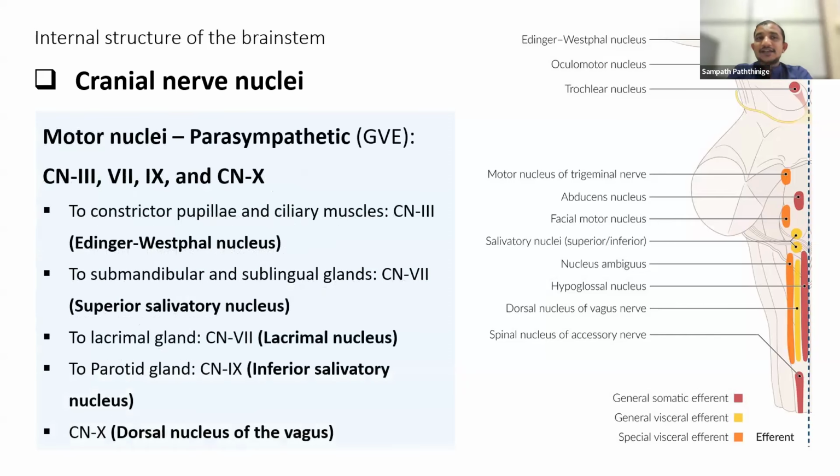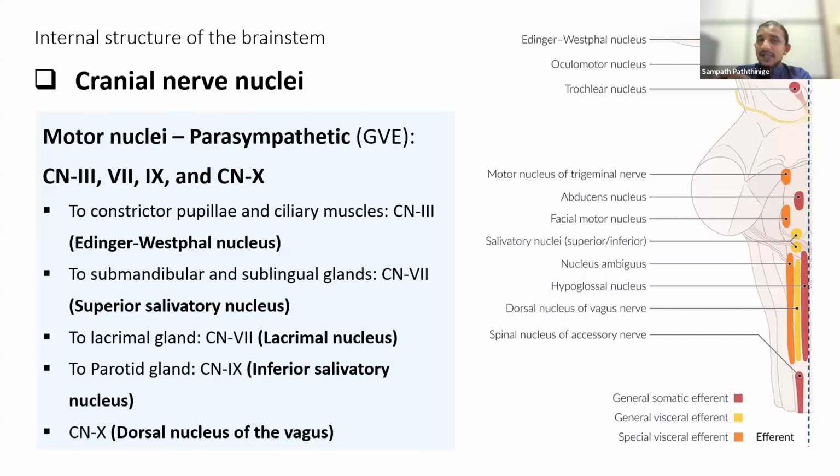Then we have the parasympathetic part. There are 4 cranial nerves which have parasympathetic output. The third nerve, the oculomotor nerve, supplies the ciliary muscles and the constrictor pupillae. It is parasympathetic, so it reduces the light entering. So that is from the third nerve.